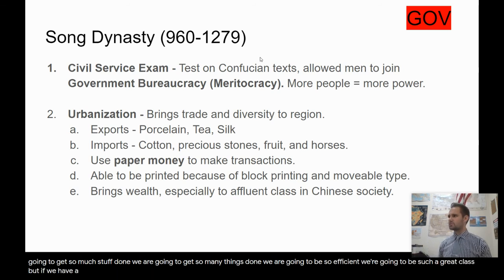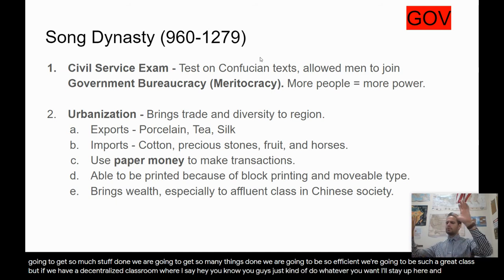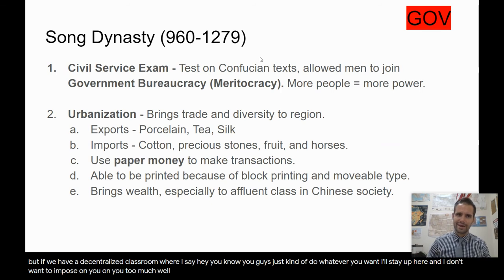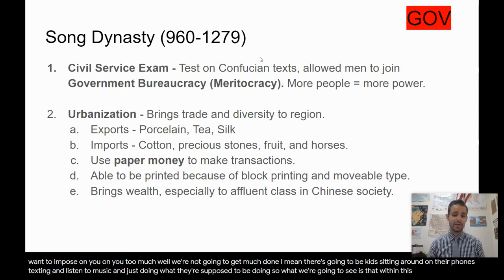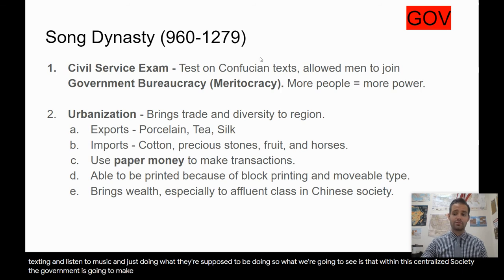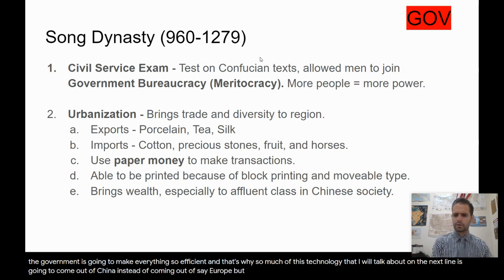But if we have a decentralized classroom where I say, you guys just kind of do whatever you want. I'll stay up here and I don't want to impose on you too much. Well, we're not going to get much done. I mean, there's going to be kids sitting around on their phones, texting and listening to music and just generally screwing around instead of actually doing what they're supposed to be doing. So what we're going to see is that within this centralized society, the government is going to make everything so efficient. And that's why so much of this technology that I will talk about on the next slide is going to come out of China instead of coming out of, say, Europe. But we'll talk about that in our next lessons as well.